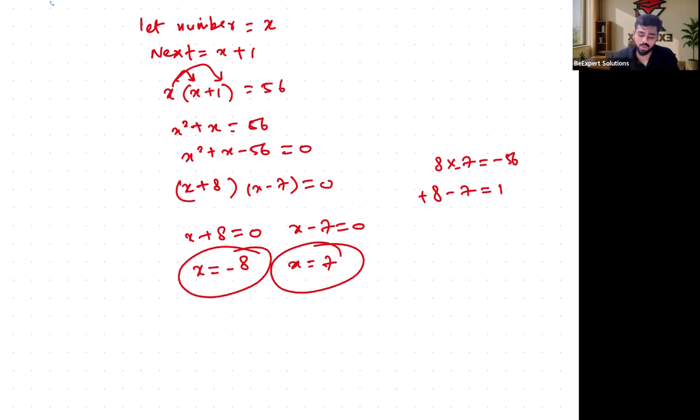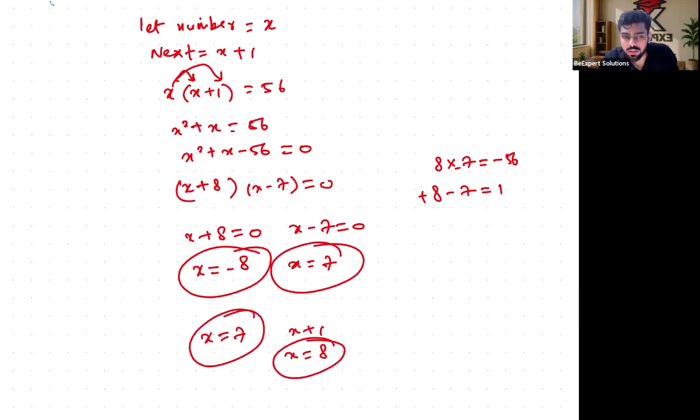And then you can take the positive number, x would be 7, and the other would be x plus 1, which is basically 8. So the two numbers are 7 and 8. That's how you find out the answer to a question like this one.